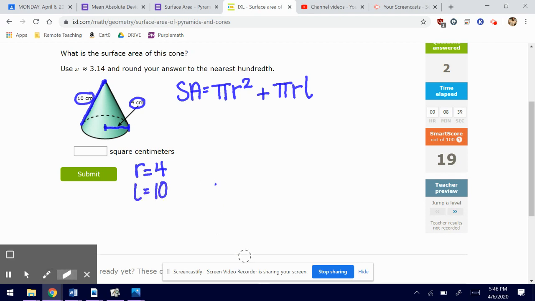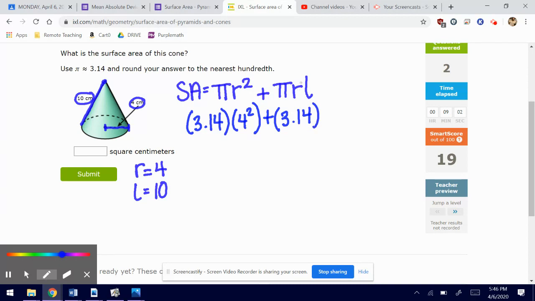So now I'm ready just to substitute these numbers in. My instructions told me to use 3.14 for pi. So I'm substituting in 3.14, and instead of r squared, my r is 4, so I'm going to put 4 squared. Bring down my plus sign. Pi is 3.14. My r is 4. My L is 10.